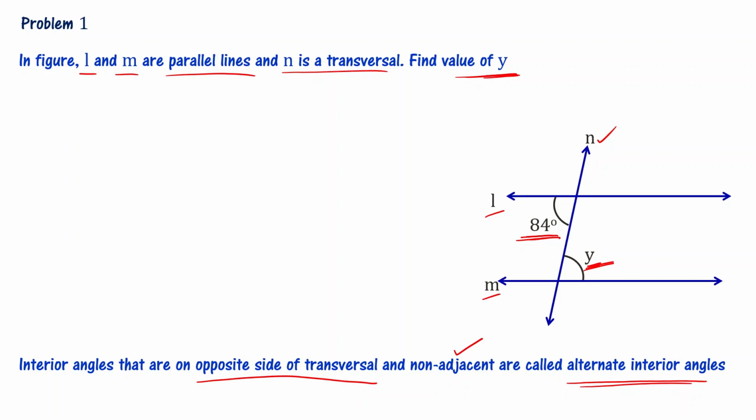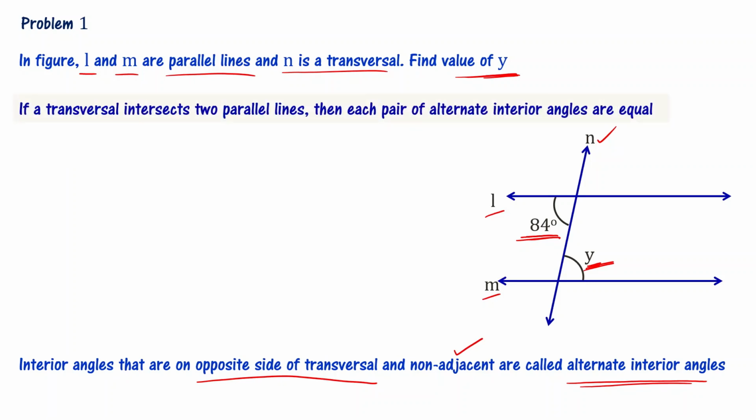So what does the theorem say? If a transversal intersects two parallel lines, then each pair of alternate interior angles are equal. That means Y is equal to 84 degrees. This is what you have to say. What is the value of Y? Value of Y is 84 degrees.